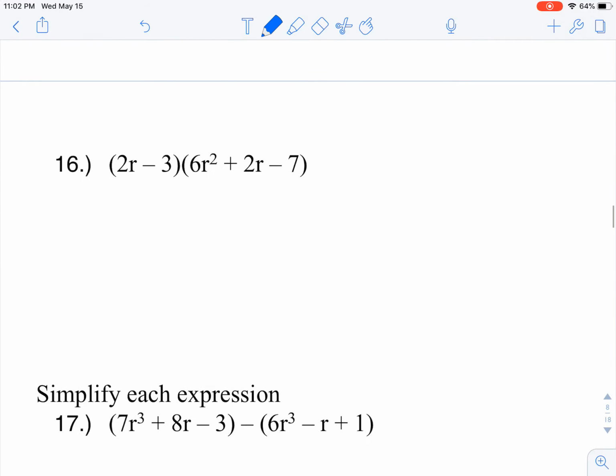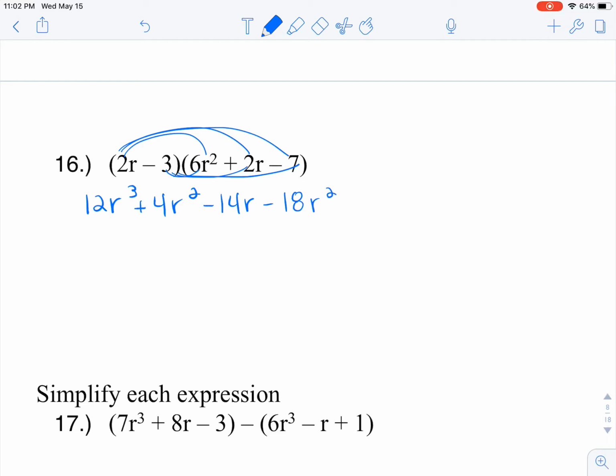All right, number 16. So now we have a binomial times a trinomial. So same thing, it's just we have an extra term that we're going to have to go to. So we have 2 times 6 is 12r cubed plus 4r squared minus 14r. Now we're going to do the negative 3, and we multiply that by both things. So negative 3 times 6 is negative 18r squared, negative 6r, and positive 21.